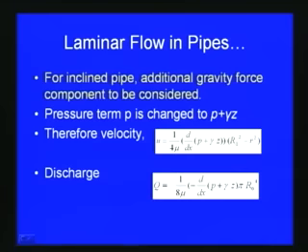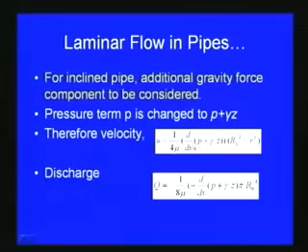For an inclined pipe, P will be equal to P plus gamma Z. Therefore, the velocity can be written as 1 by 4 mu d by dx of P plus gamma Z into r0 squared minus r squared, where r0 is the radius of the pipe and small r is any distance from the center of the pipe. This way, for an inclined pipe, we can modify the earlier equation for the velocity. With this equation, we can find the velocity variation at various locations of the pipe. In a similar way, we can modify the discharge equation and all other equations for the inclined pipe.